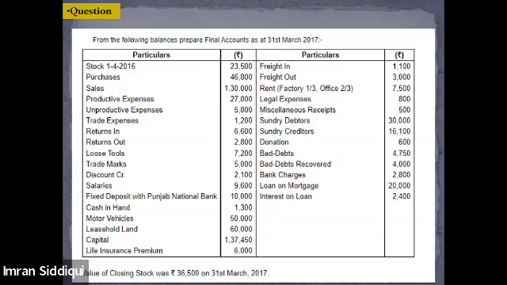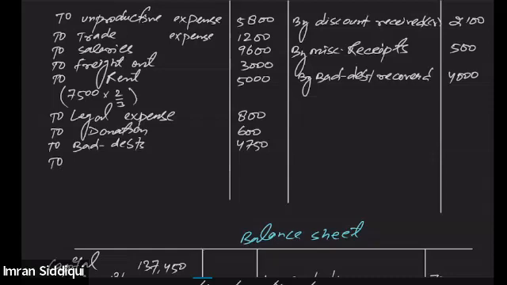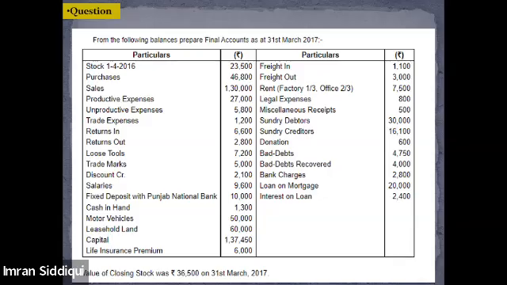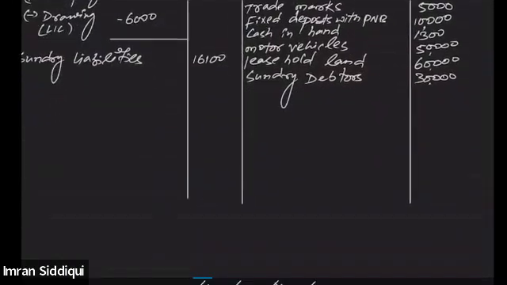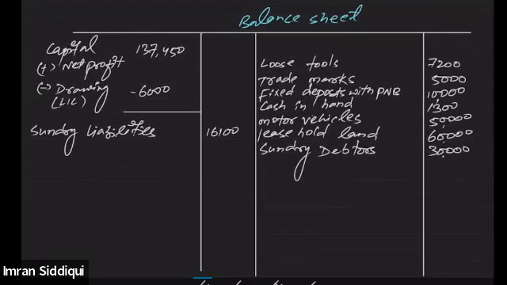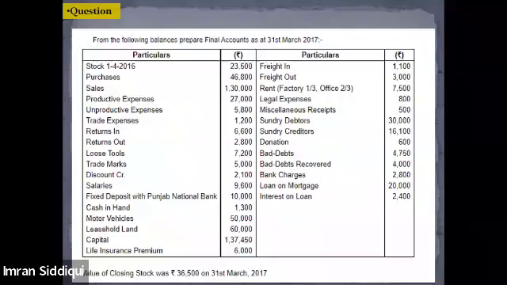Then we have bank charges. Obviously, it is an indirect expense. To bank charges. Bank charges is 2,800. Then we have loan on mortgage. Loan is a liability. It will be recorded in the balance sheet. Loan on mortgage is 20,000.